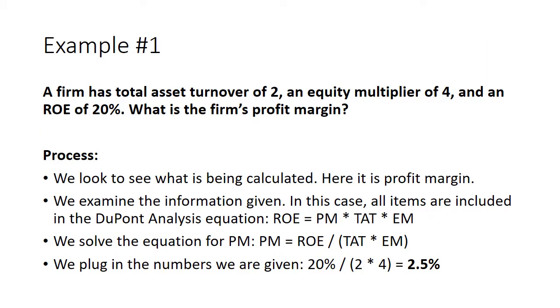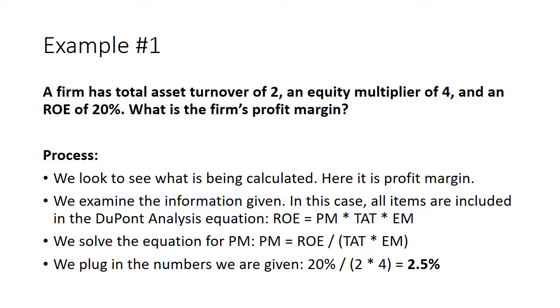Here in our first example, we have a firm. It has a total asset turnover of 2, an equity multiplier of 4, and an ROE of 20%. Now, if you don't know what these things mean, you need to go back and watch my video on financial ratio analysis. The question is, what is the firm's profit margin?